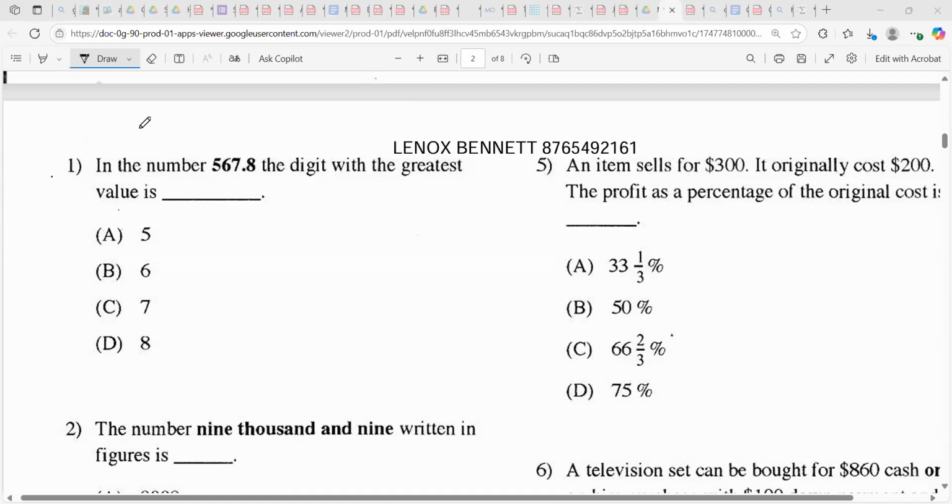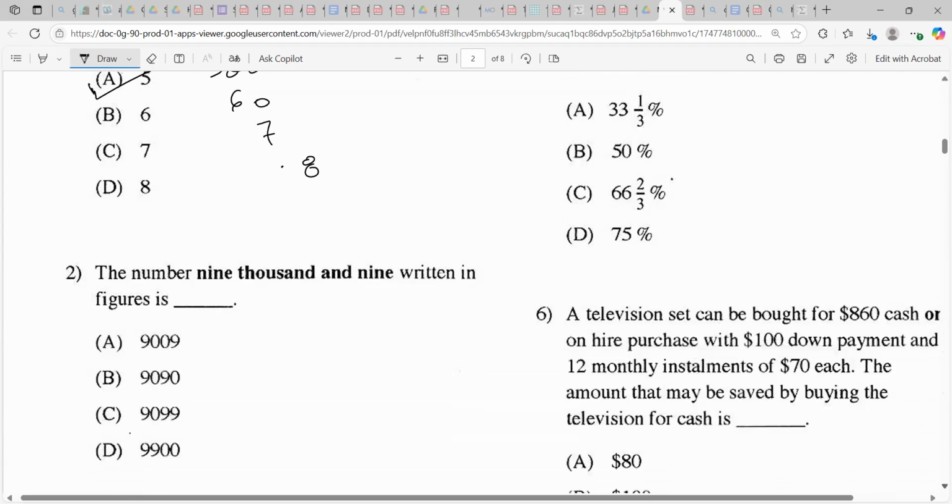All right. It says, in the number 567.8, the digit with the greatest value. The digit with the greatest value would have been 5, because it's 500. 6 would have been 60 and 7 would have been 7. And of course, this one would be 0.8. So the one with the greatest value would be 5. Don't be tempted to put 8. It's in the number they want, all right? Not the face value, but the place value.